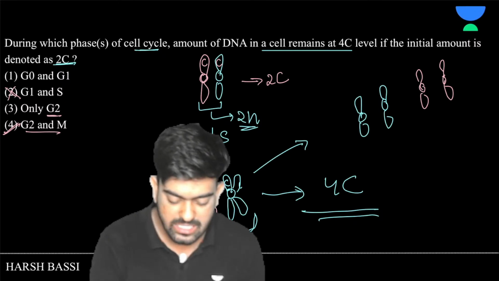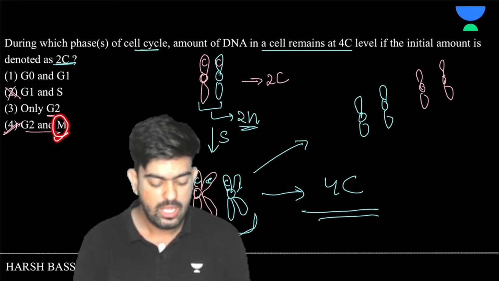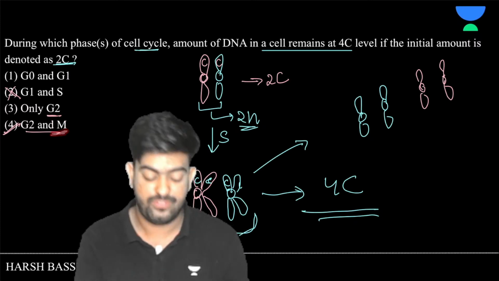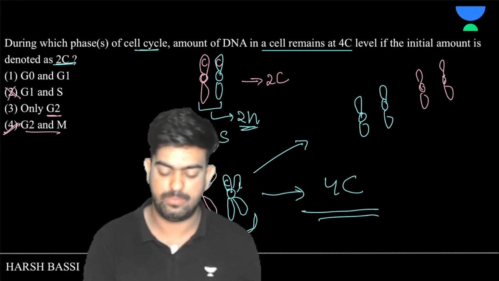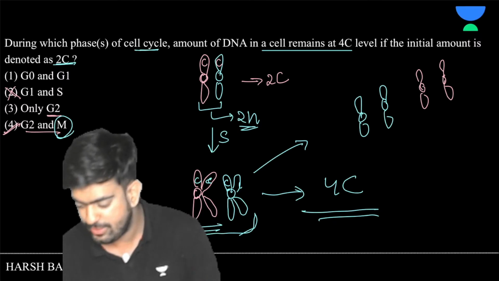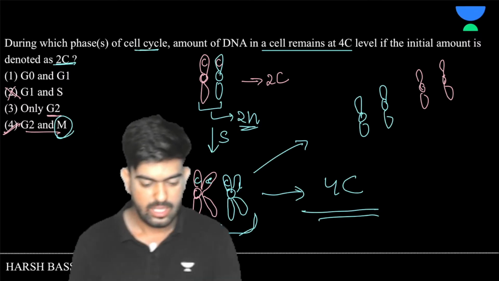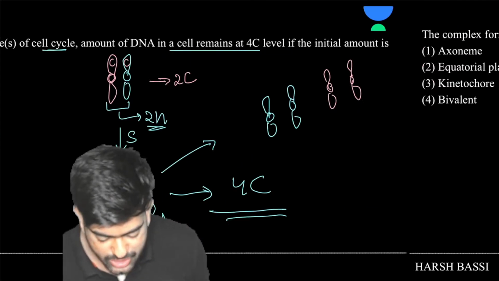Clear? Why, sir, have we not chosen option number 3? Because we had a better option here, which was also mentioning the M phase. If this option was not there, then we would have chosen option number 3. But it is saying M phase also, so option number 4. Clear to everyone? That's very good. Now, let us move on with the next question.